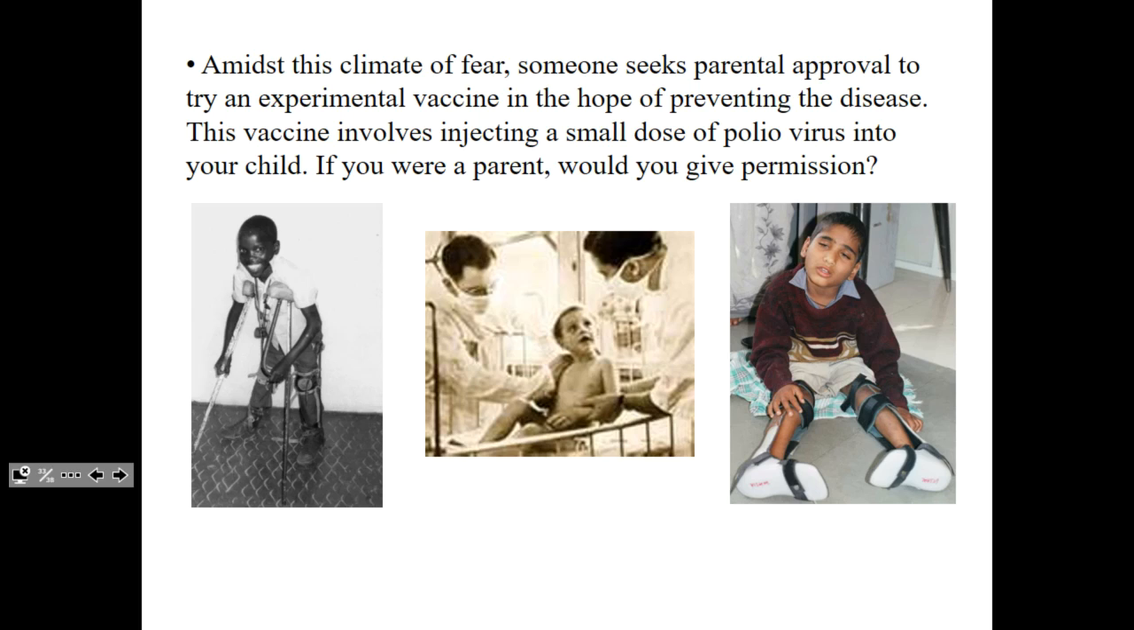Now, while all this was going on, they tried to get parental approval to try an experimental vaccine in hopes of preventing the disease. With this vaccine, you actually gave the kid a small dose of polio. You actually had to expose them to the live virus. So if you're a parent, would you give permission for that? If your kid gets polio, there's a chance they'll be paralyzed for the rest of their life, or potentially have to live inside of an iron lung that does the breathing for them for the rest of their life. But maybe this vaccine will protect them. They might get this vaccine and they'll be safe from polio. Maybe they'll get the vaccine and actually come down with polio.